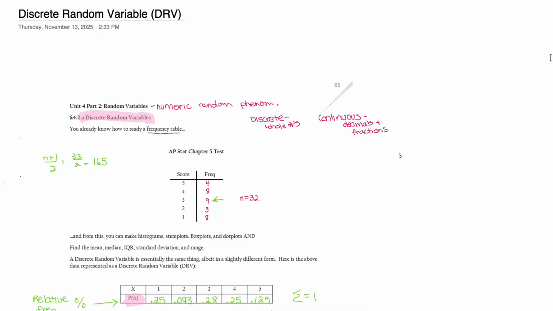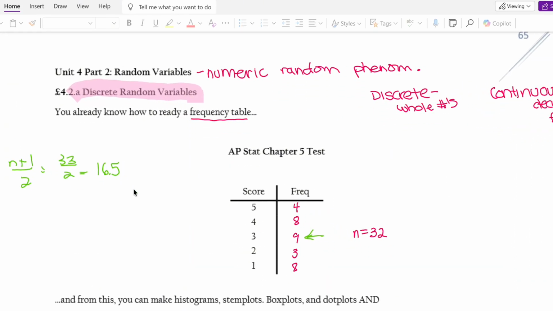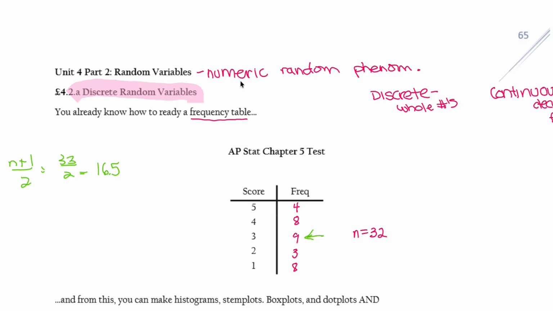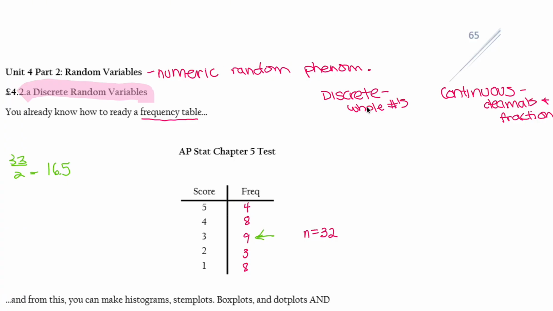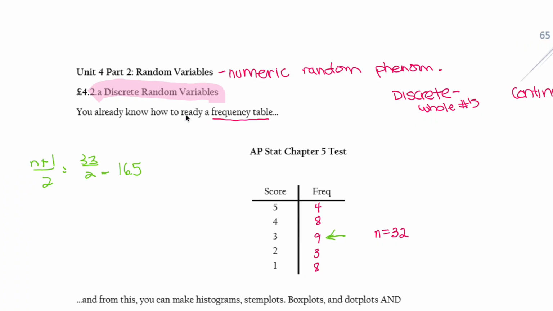Hello and welcome. In this video, we're going to learn about discrete random variables. What is a random variable? It means a numerical random phenomenon. It's usually using numbers to record a random phenomenon, just by literal meaning. And discrete means whole numbers. Continuous means decimals and fractions. So 1, 2, 3, 4, 5, those are discrete numbers. 1.1, 1.3, 1.7, those are continuous numbers because they have decimals.